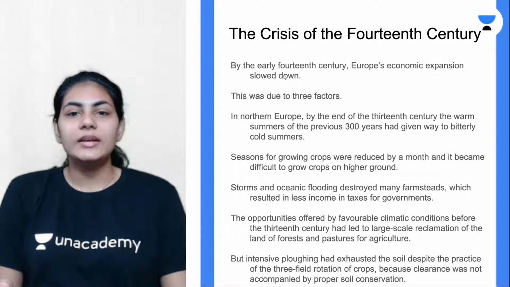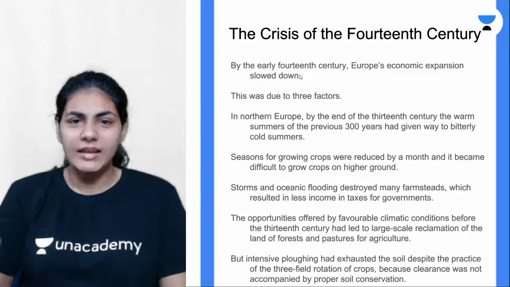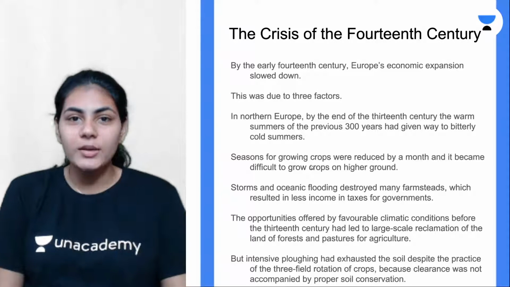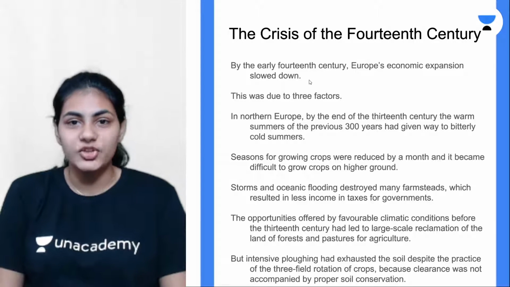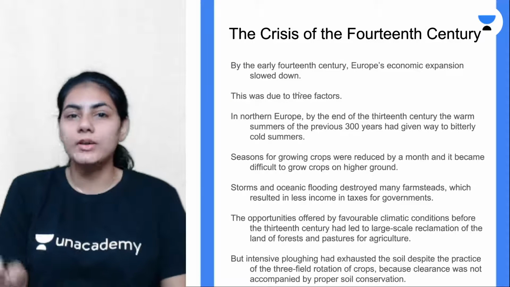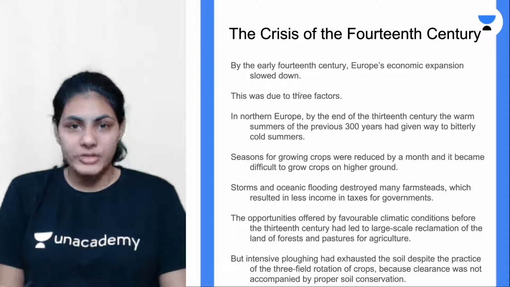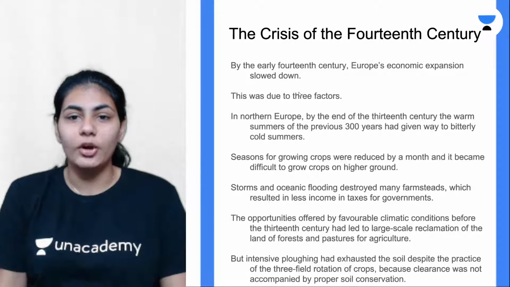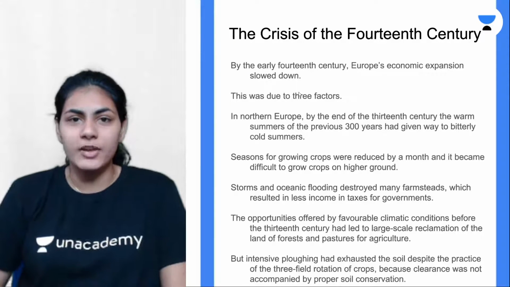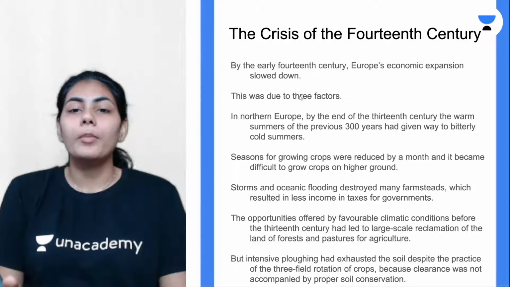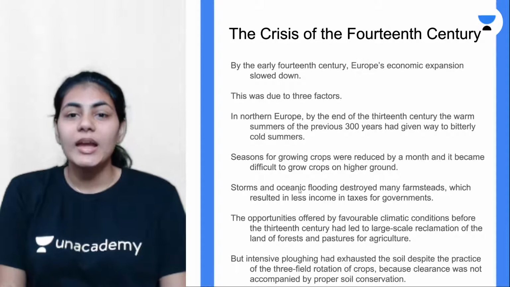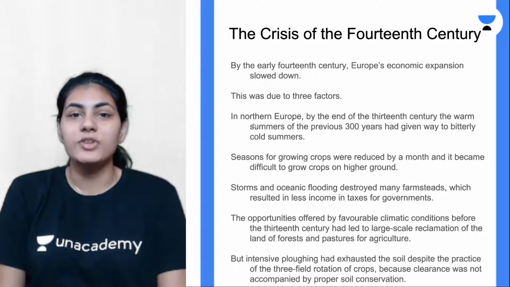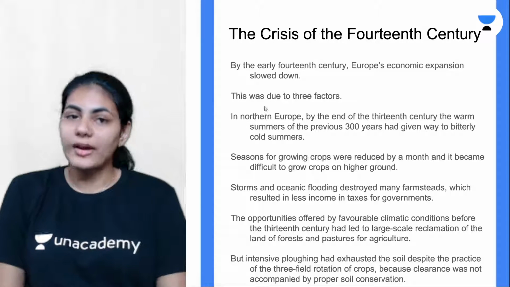By the early 14th century, which means the 1310s, 1320s, in the medieval part of Europe, the economy that was booming prior to the 14th century, that particular expansion slowed down. Which basically means that trade was decreasing, the value of currency started falling, and there were certain other economic repressions. So why is that happening? There has to be a reason, and there are three particular factors which can be attributed to this economic expansion being slowed down. Let's look at what those three factors are.